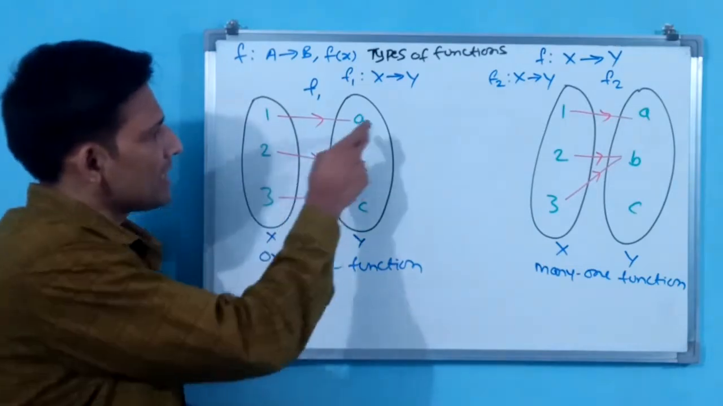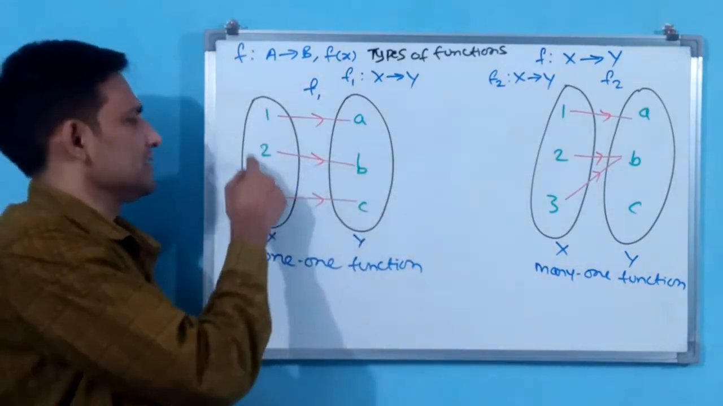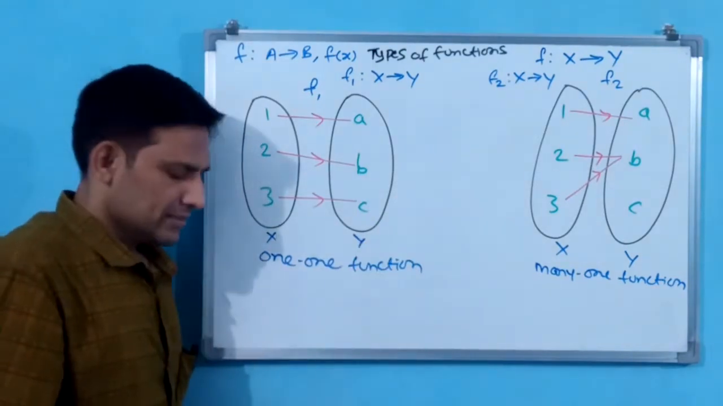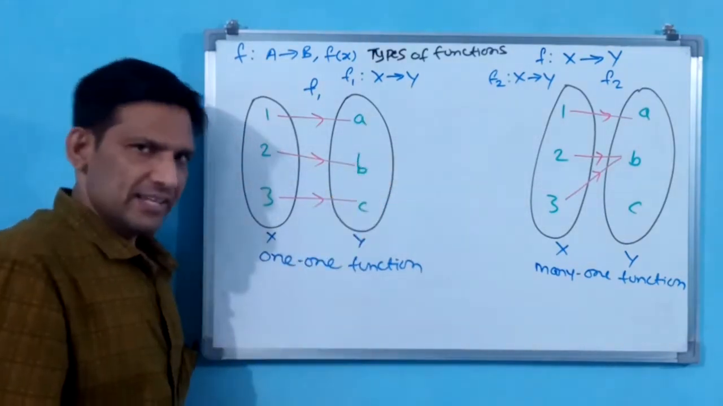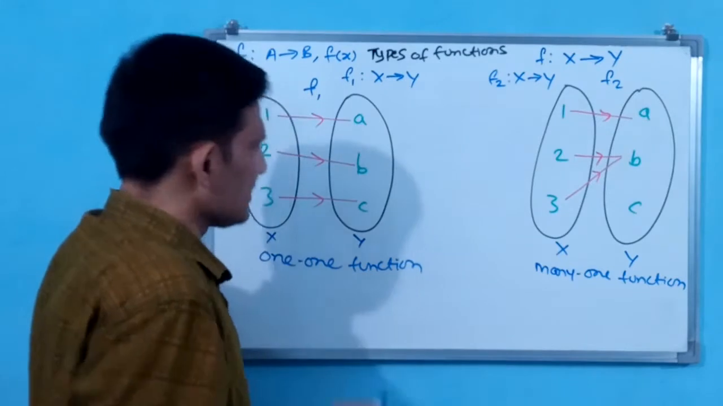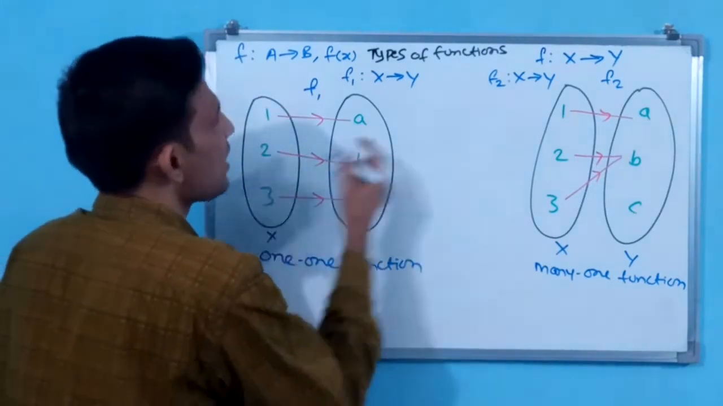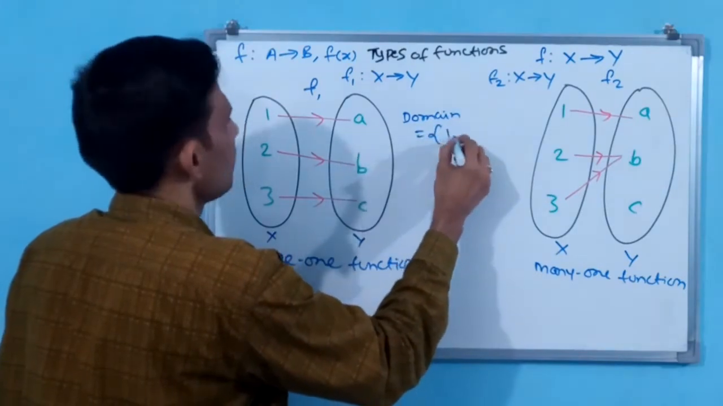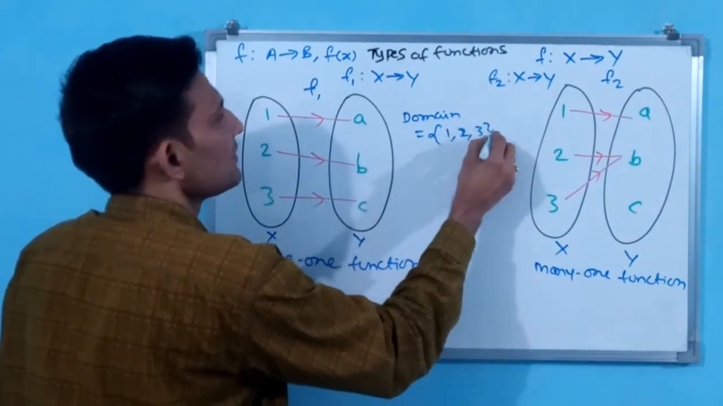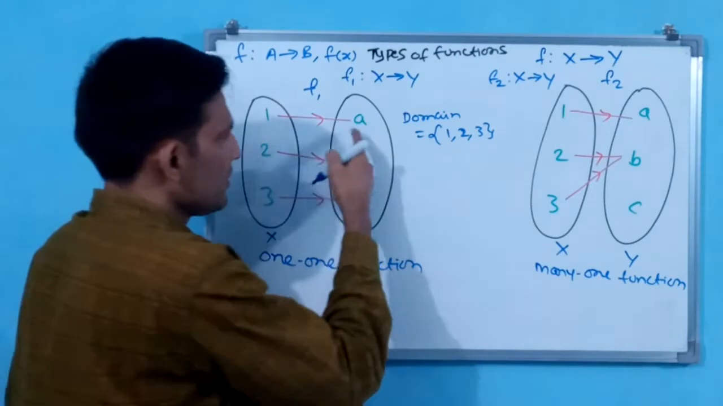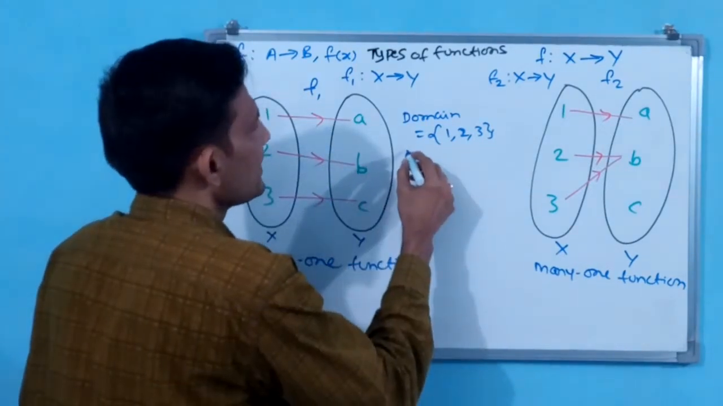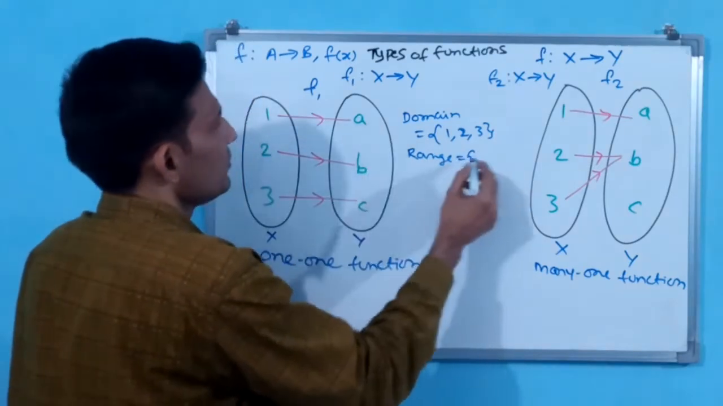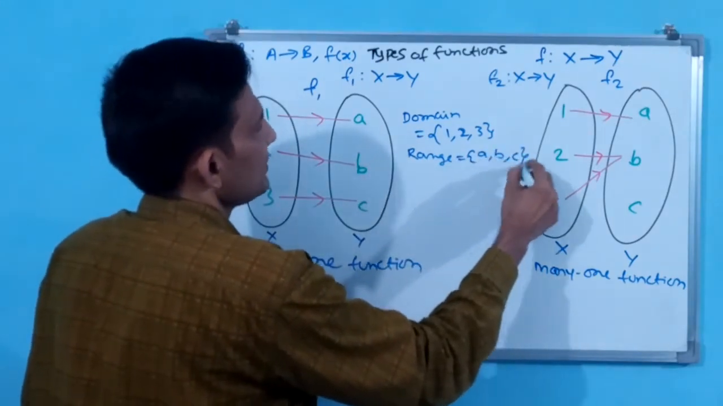Now you see the concept. What are these? These are domain. What are these? These are range or codomain. Let me write what the difference is. For set A I am writing domain. Domain is equal to 1, 2, 3. Now here I am going to write range. Range is equal to A, B, C.